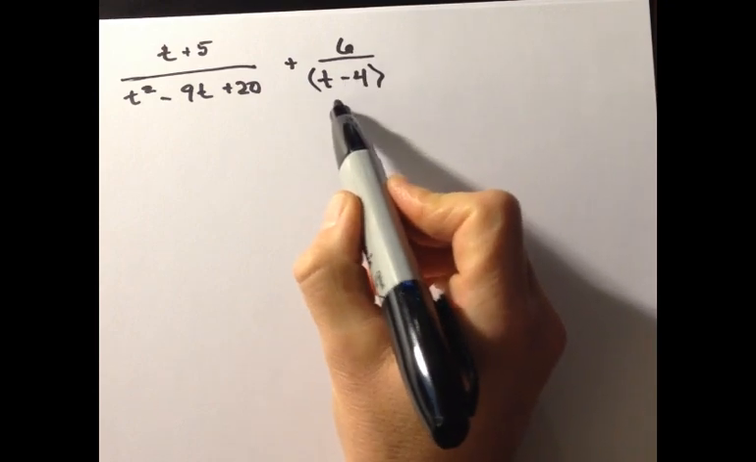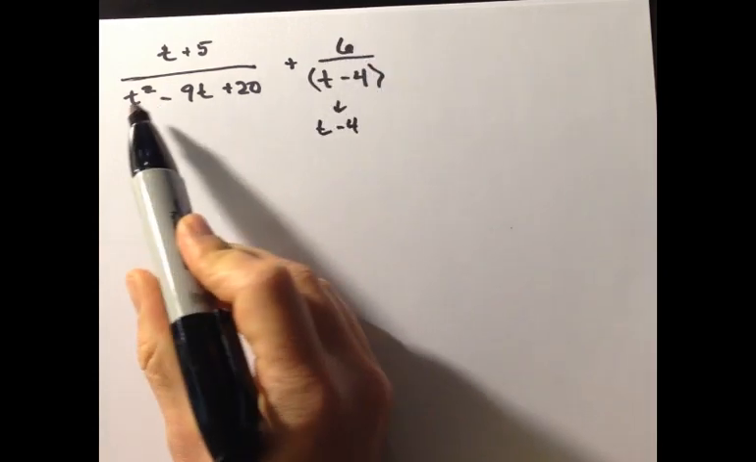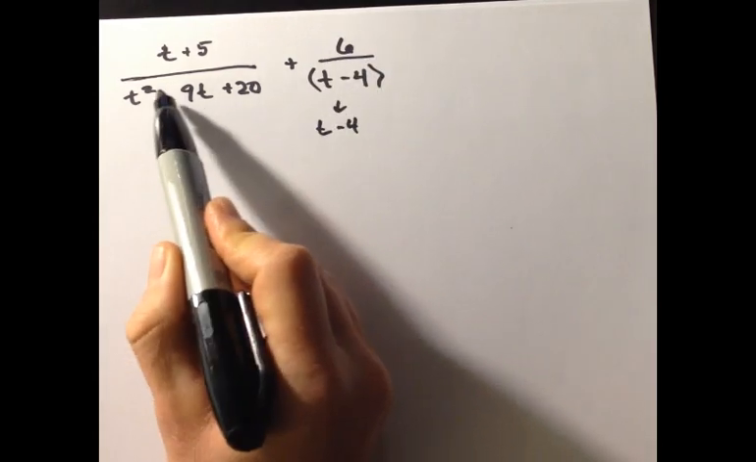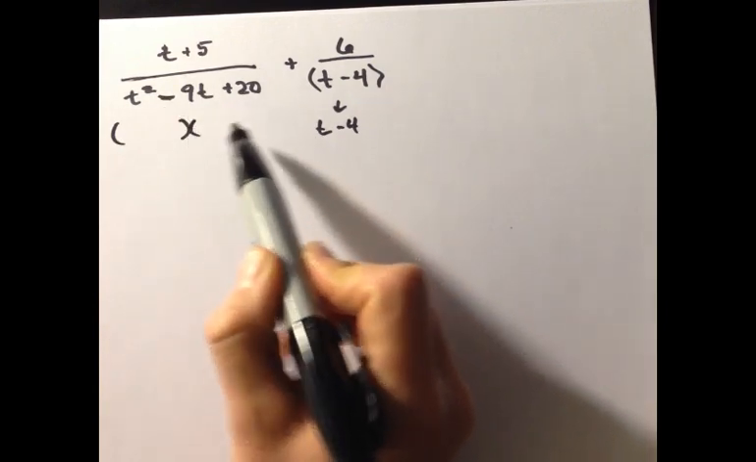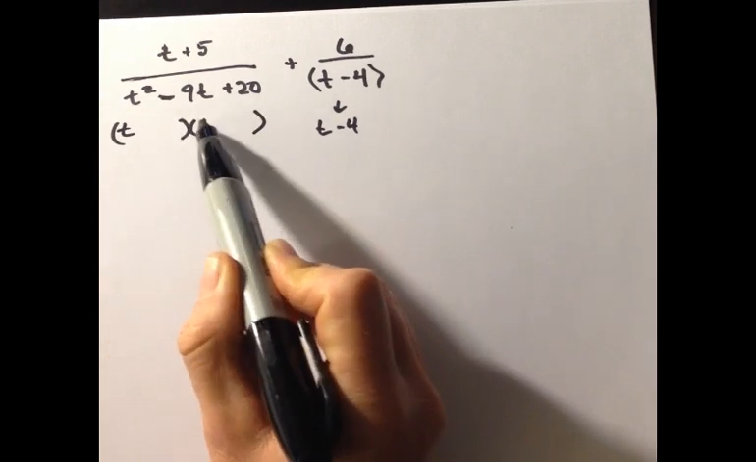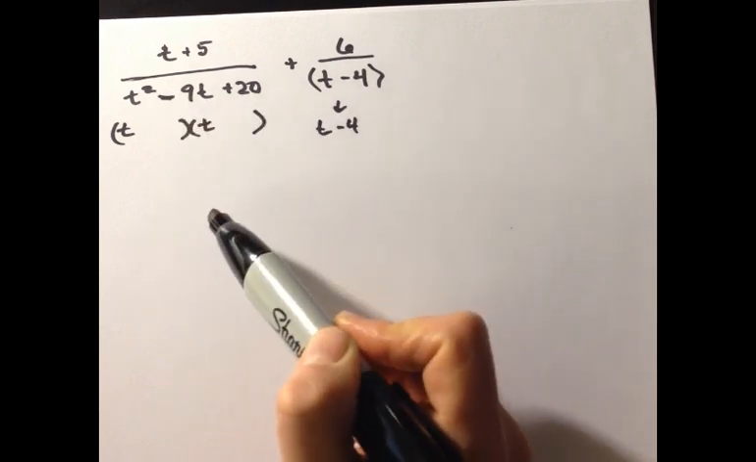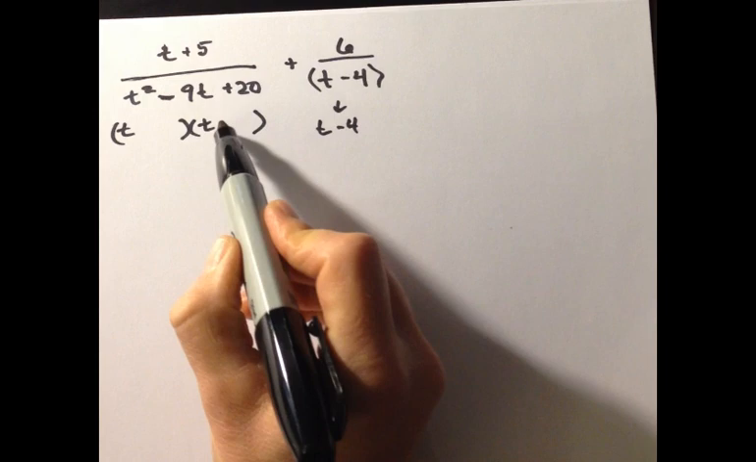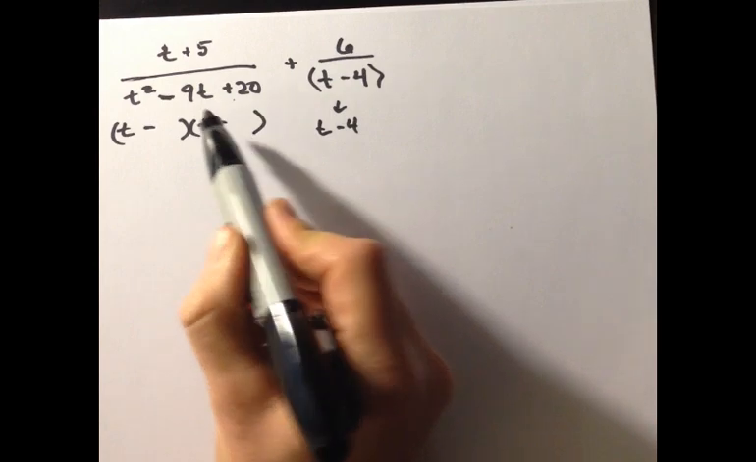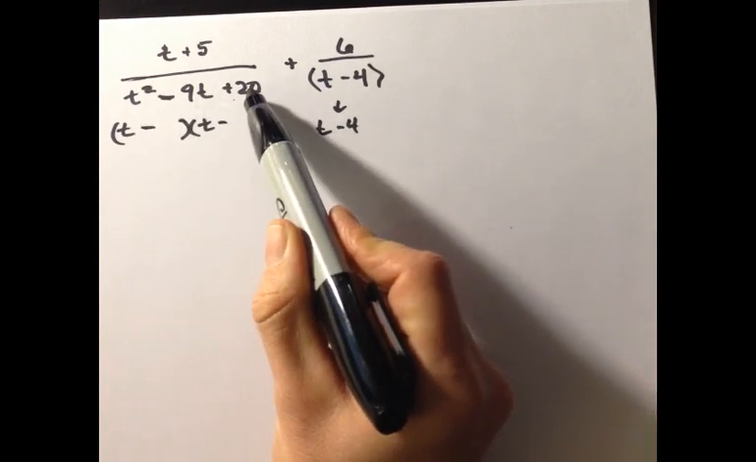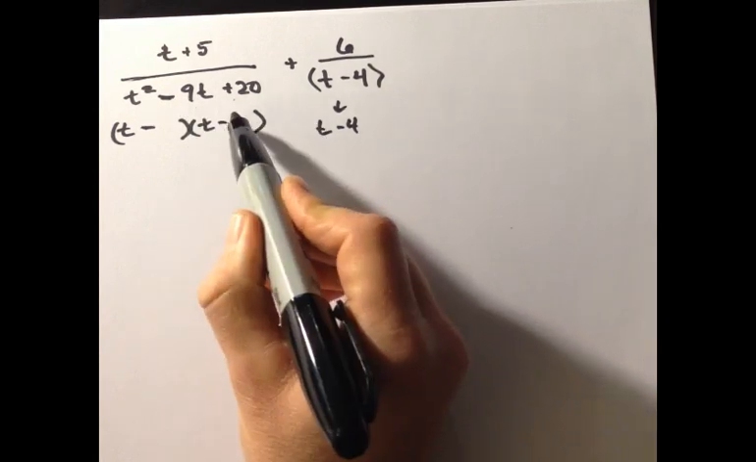But we know that we will then have to have at least one factor of t minus 4 in our new denominator. This, however, can be factored. This trinomial can be factored. And the question is, how can I factor this? I want it to end up looking like this. What are two factors of 20 that would add up to minus 9? Well, I know they're both going to be negative because my last term is positive here. And 4 and 5, negative 4 plus a negative 5 will add up to a negative 9.